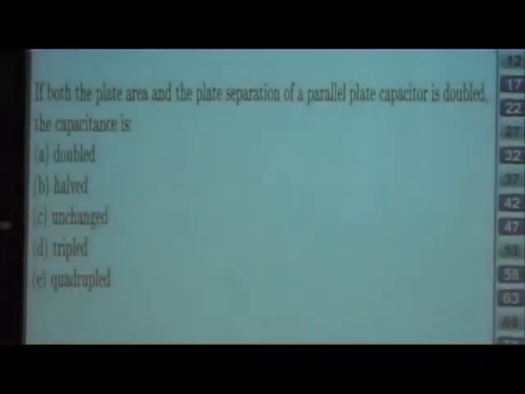It says, if both the plate area and the plate separation of a parallel plate capacitor is doubled, what happens to the capacitance? It doubles, it's halved, it's unchanged, it's tripled, or it's quadrupled. You have 1 minute. Please talk to a person next to you and start answering.